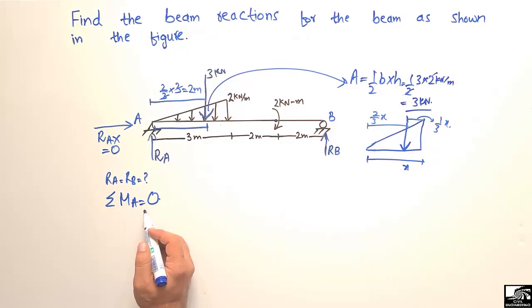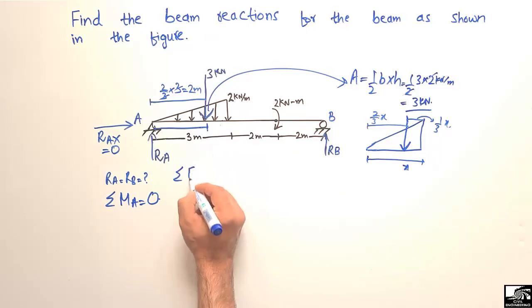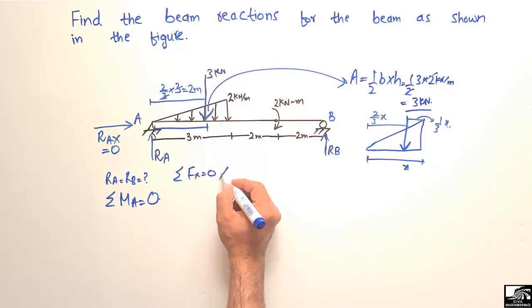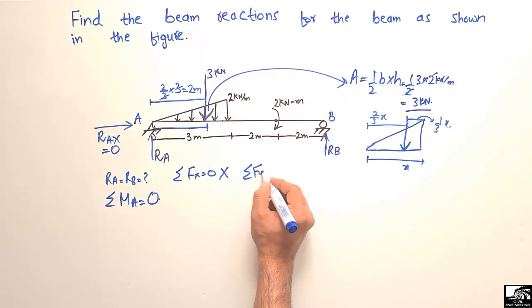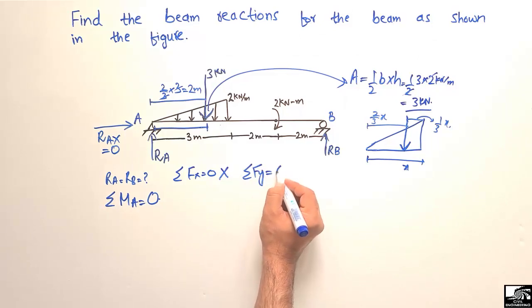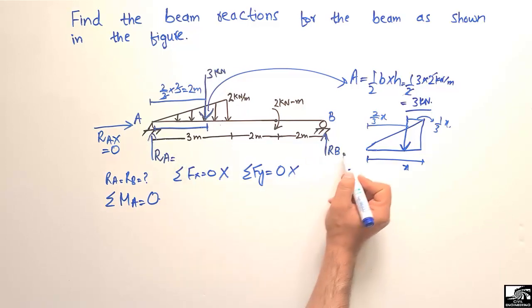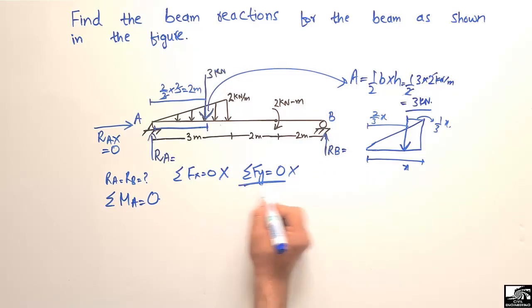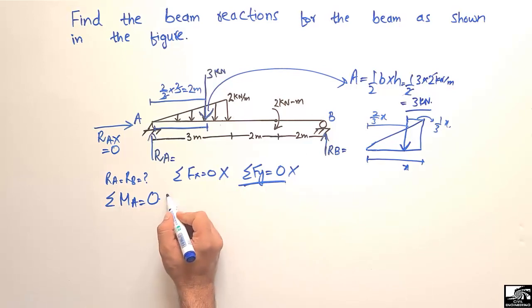This equilibrium equation is easy to find out the support reactions as we have two unknowns. Summation of horizontal forces we cannot use because we don't have any horizontal forces. Also, summation of vertical forces, we cannot use this equation because we have two unknowns, RA and RB. This equation can only be used when we have only one unknown. So the only equation that we can use here is summation of moment.